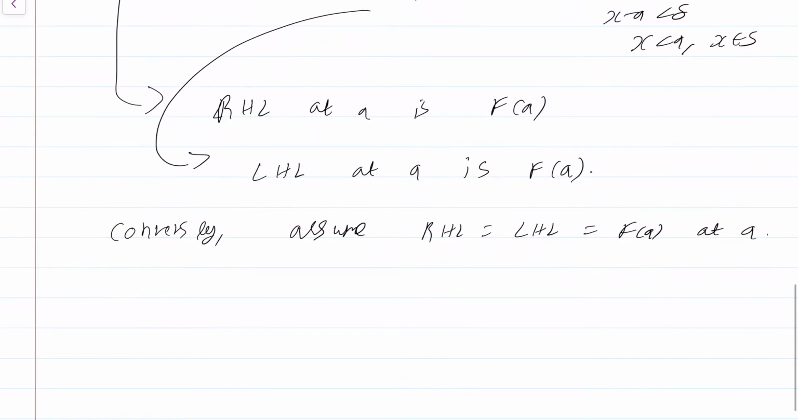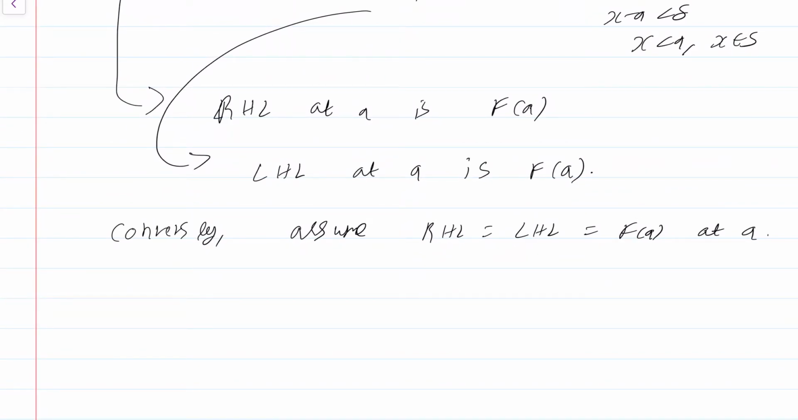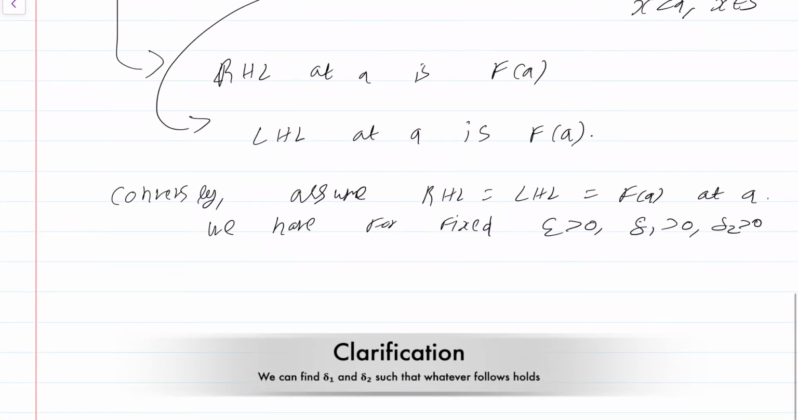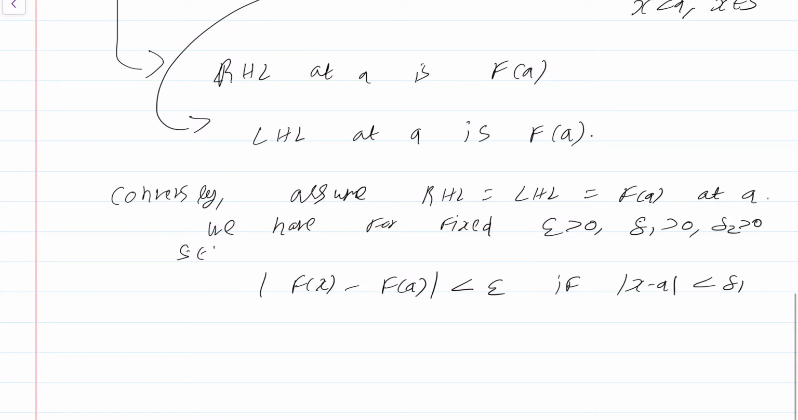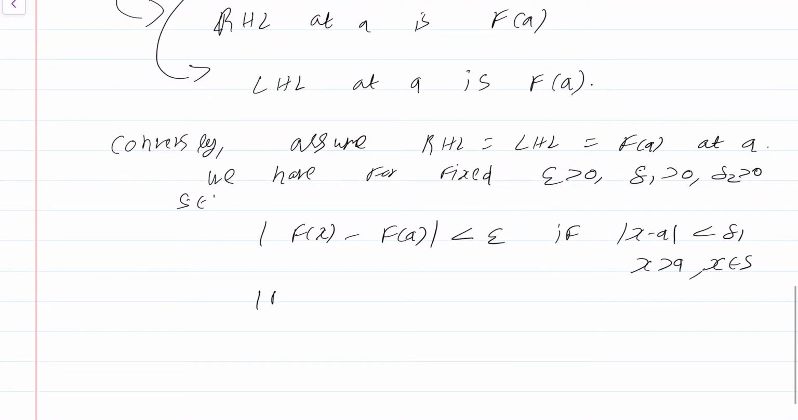Okay, then what do we have? For fixed epsilon greater than 0, there exist delta 1 greater than 0 and delta 2 greater than 0 such that mod f of x minus f of a is less than epsilon if mod x minus a is less than delta 1, x greater than a, and x coming from S. Similarly, mod f of x minus f of a is less than epsilon if mod x minus a is less than delta 2, x less than a, and x coming from S.